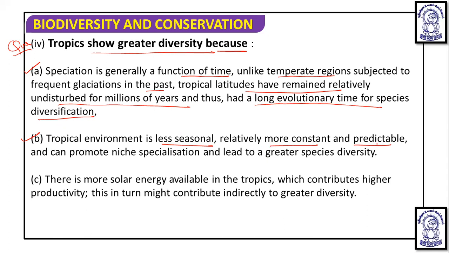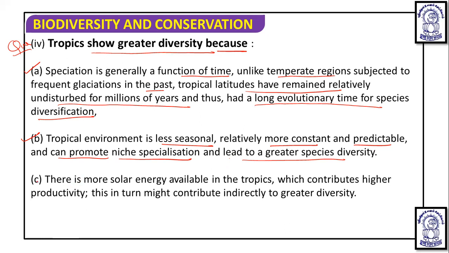Tropical regions promote niche specialization, meaning they promote specialization of their tolerance and their capacity or their work. Due to this diverse niche specialization, they lead to greater species diversity. Due to a constant and predictable environment, a large number of species are found in the tropical regions. So first is speciation: frequent glaciation in temperate but not in tropical regions, so a long evolutionary time. The second thing is that the tropical environment is less seasonal and predictable.